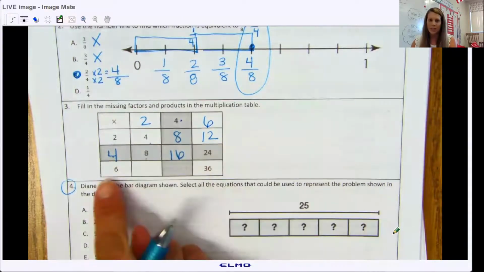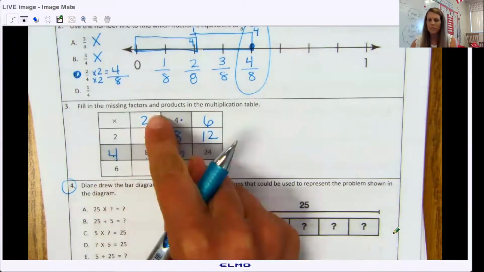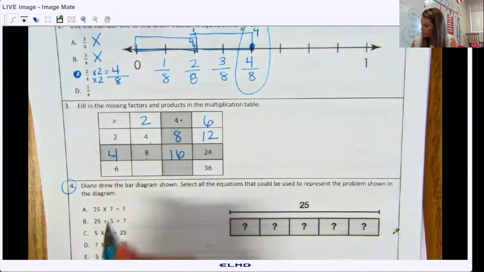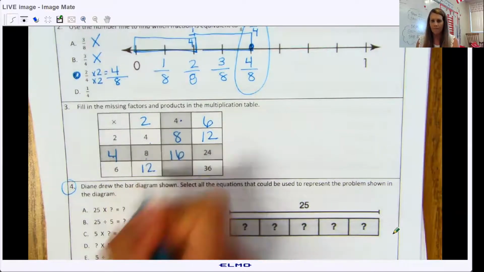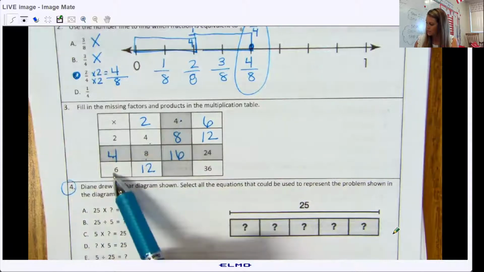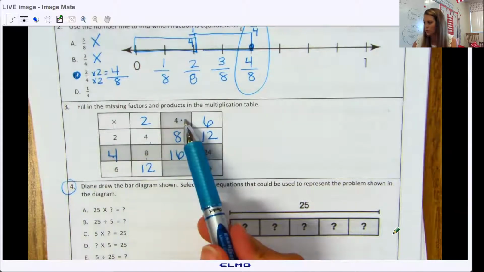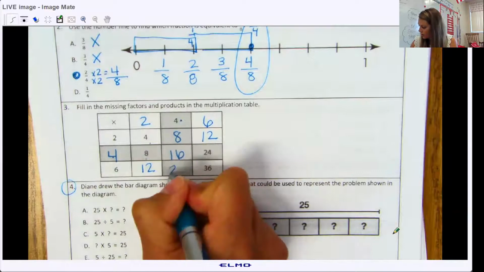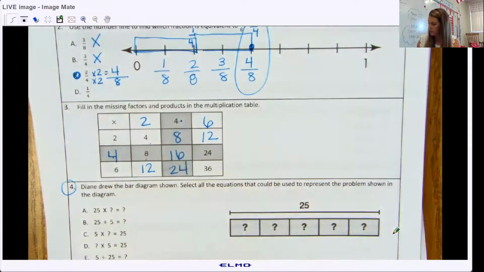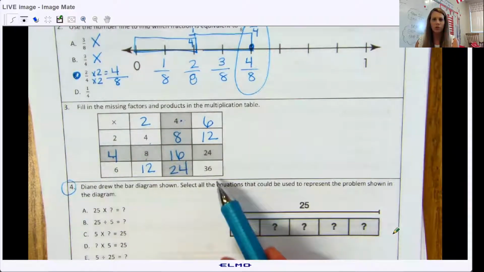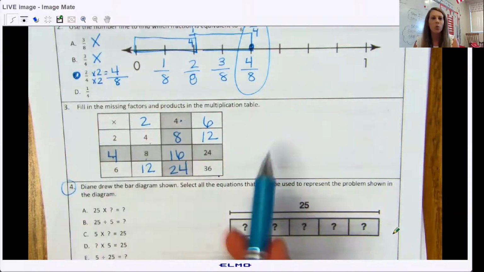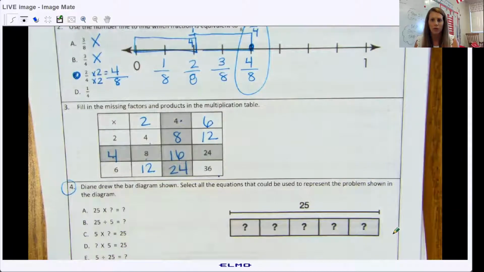Now we're moving on to 6. 6 times 2. What does 6 times 2 equal? You should have put 12. And then we've got 6 times 4. You should have gotten 24. And then just check your work. Does 6 times 6 equal 36? Yes. So that is what your multiplication table should have looked like.